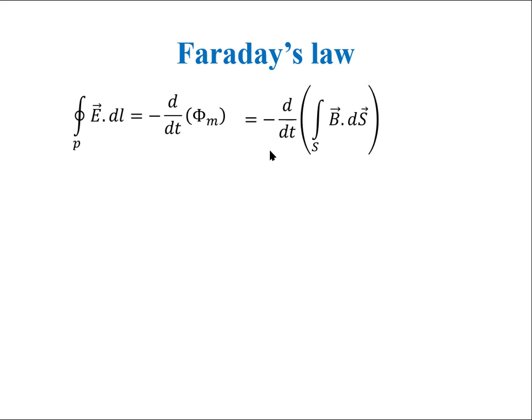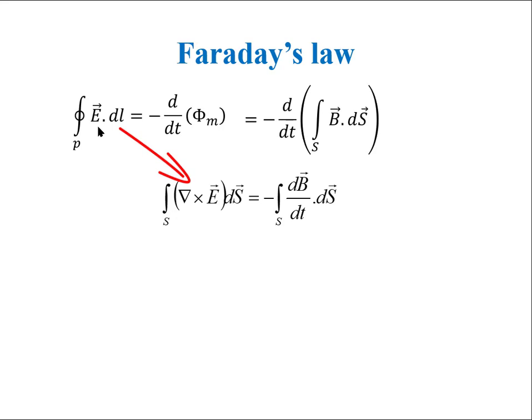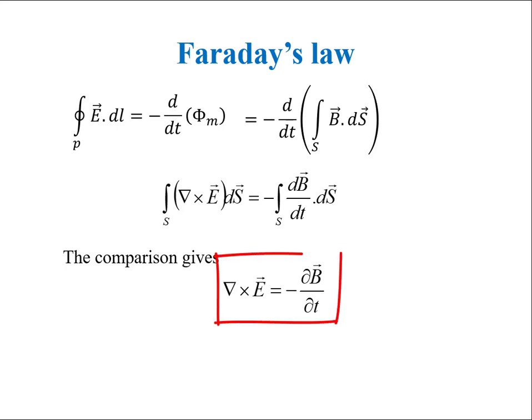Now, like Gauss' law, we can convert it into differential form. And to do so, we use Stokes' theorem to convert the closed line integral of the electric field into the surface integral of the curl of the electric field. And here, the order of differentiation with respect to time and integration with respect to the space coordinates can be reversed. Now the comparison gives del cross E equal to minus del B over del t, or the curl of the electric field is equal to the negative time rate of change of the magnetic field.